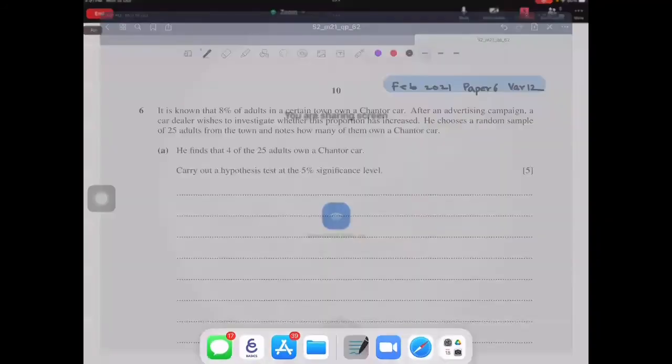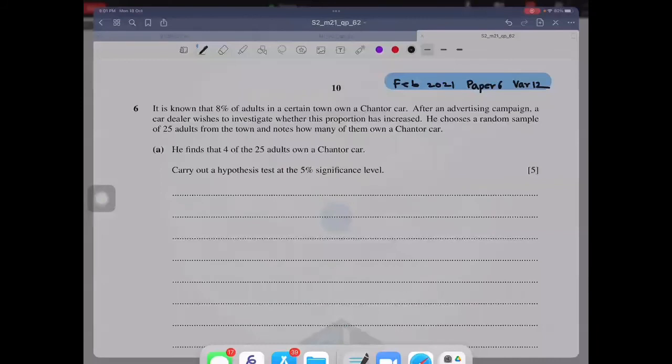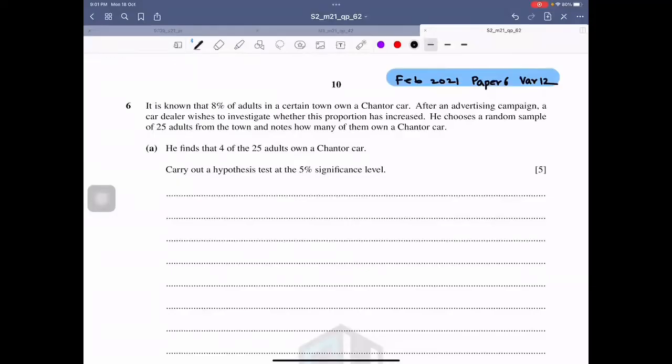Let's look at question number 6, which is the last question of February 2021, paper 6, the S2 paper. It is known that 8% of adults in a certain town own a Centaur car. That's the name of a car. So this is 8% is your success. After an advertising campaign, and what is the purpose of this advertisement? To increase the sale. A car dealer wishes to investigate whether this proportion has increased. Therefore, it's an upper tail test.